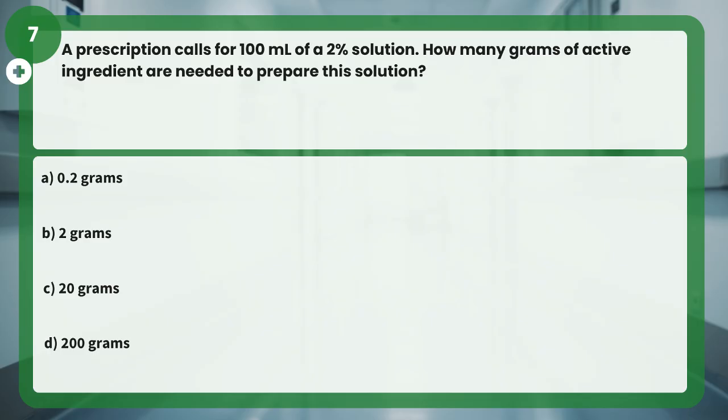Question 7. A prescription calls for 100 milliliters of a 2% solution. How many grams of active ingredient are needed to prepare this solution? A. 0.2 grams. B. 2 grams. C. 20 grams. D. 200 grams.